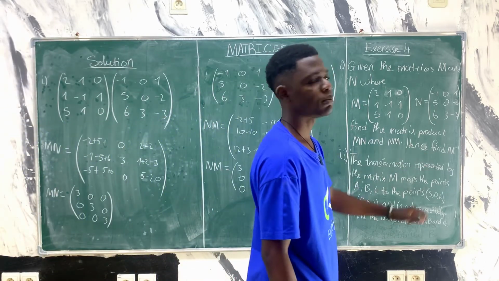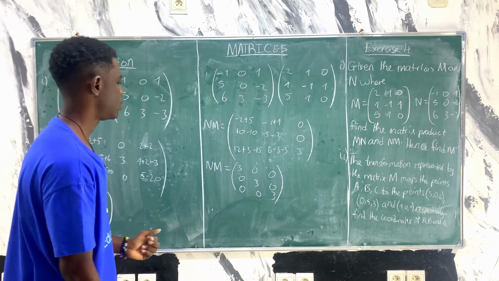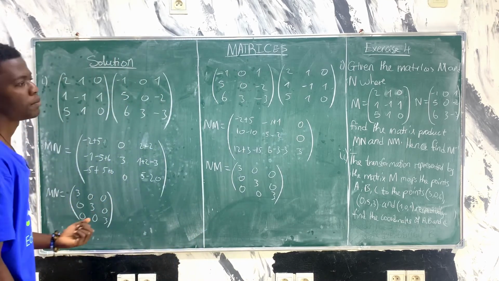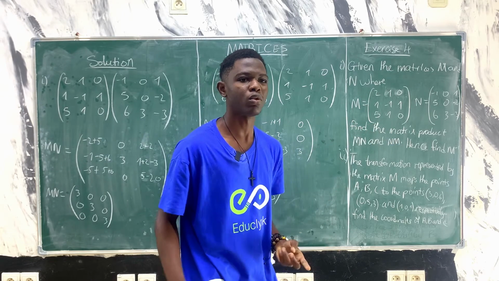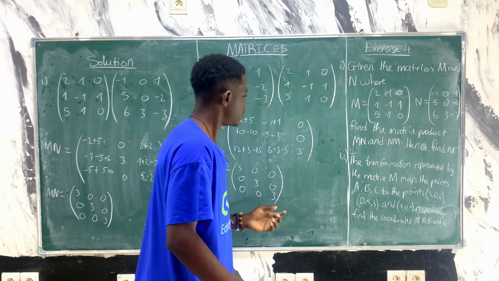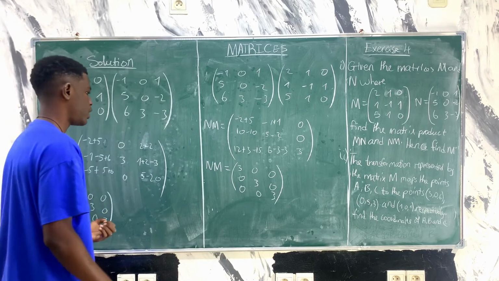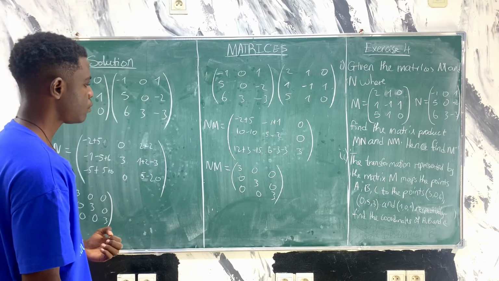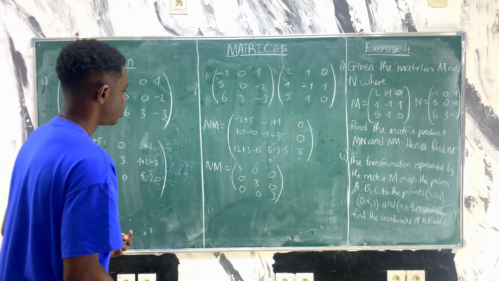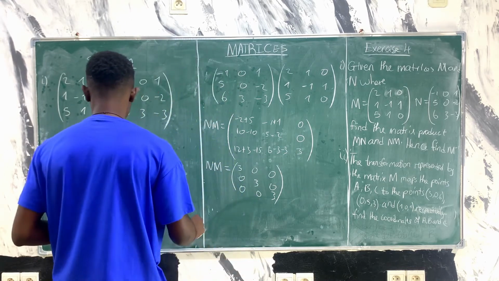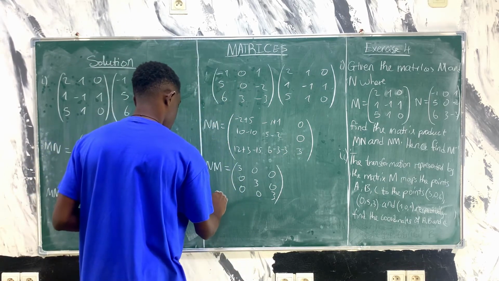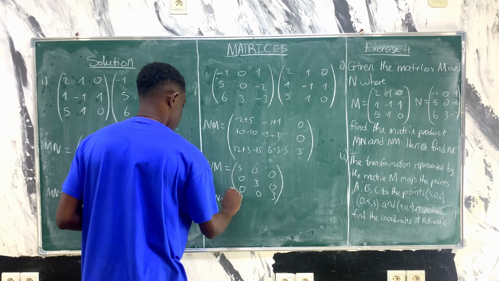So hence find M inverse. How do I find the inverse given this data? When they say hence, it means I should not find M inverse using cofactors or the other methods. It means I should use this and this to find M inverse. So if I'm to find M inverse, I know that MN is equal to NM.